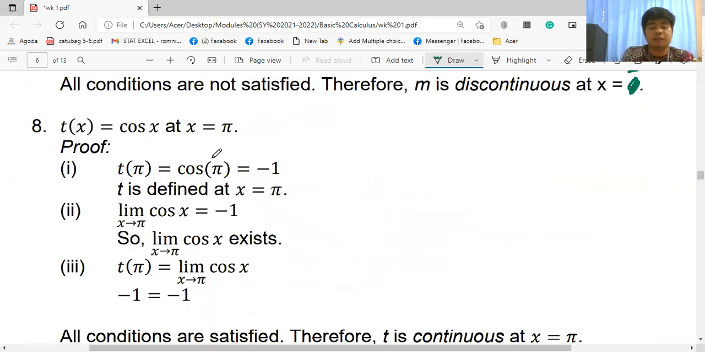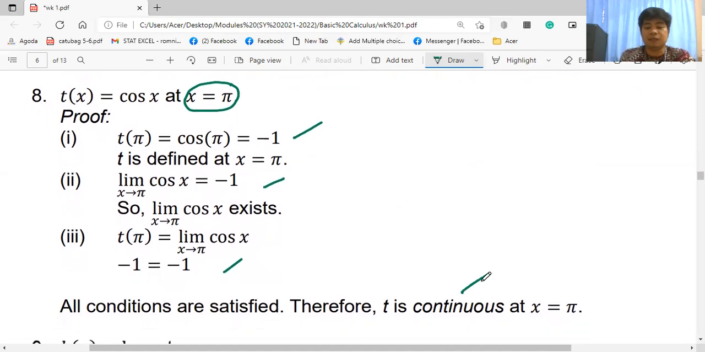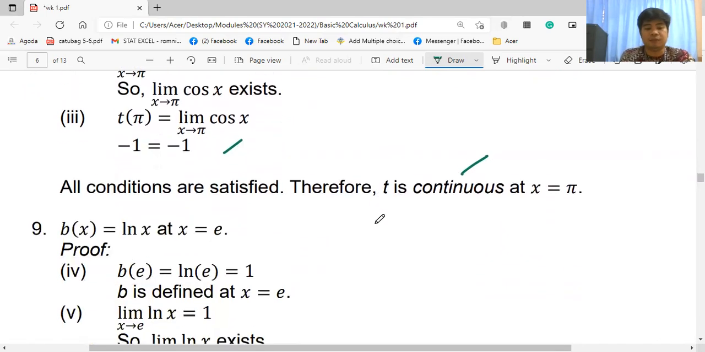Okay, in number 8, this is the cosine function, and we know that the domain of cosine is the set of all real numbers. So, whatever input we use, the three conditions are always true. Okay? T of pi, cosine pi is -1. The limit of cosine x as x approaches pi is also -1. That's basic substitution. And definitely -1 and -1 are the same. Then all conditions are satisfied. Then t is continuous at x equal to pi. Again, whatever your input, or whatever that point is, cosine is always continuous at that point.